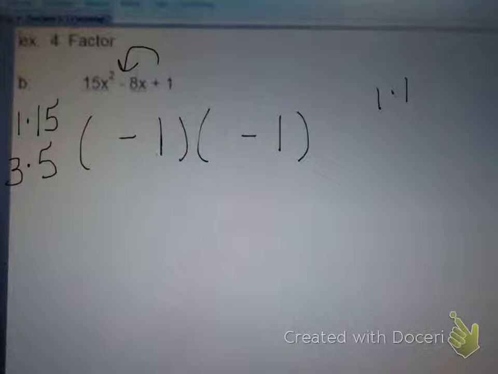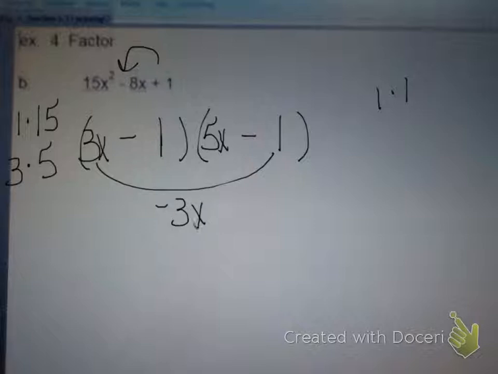But in the first term, I've got options. I can either use the 3 and the 5 or the 1 and the 15. I always like to start at the bottom and work my way up. I'm going to use the 3x and the 5x. Check, my outside is a negative 3x and my inside is a negative 5x, which is a negative 8x, and that is my middle term. So I factored correctly.